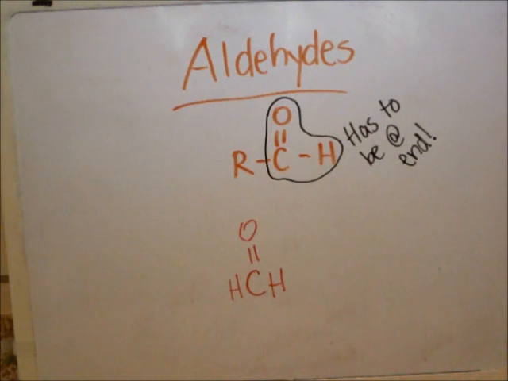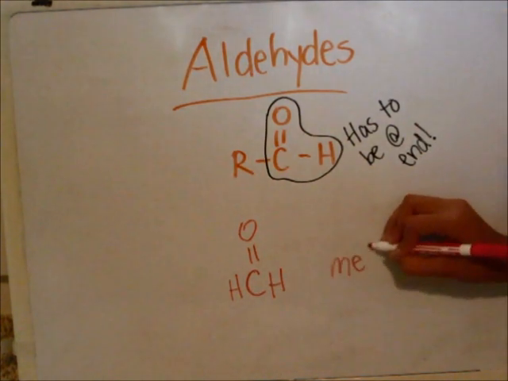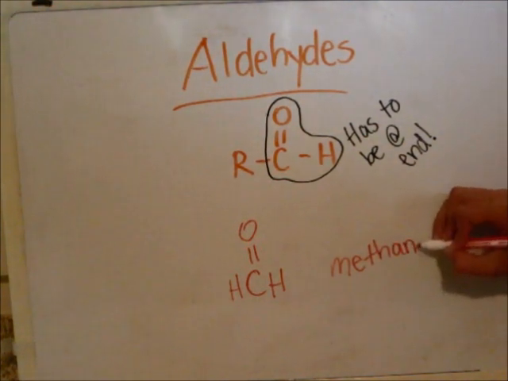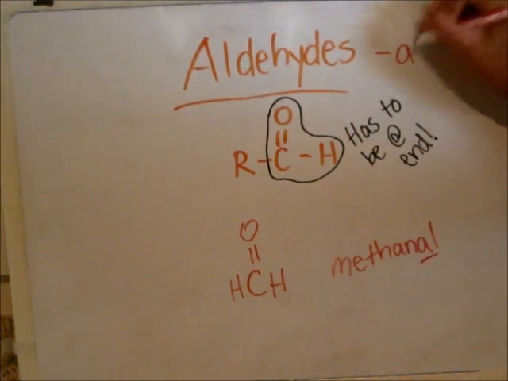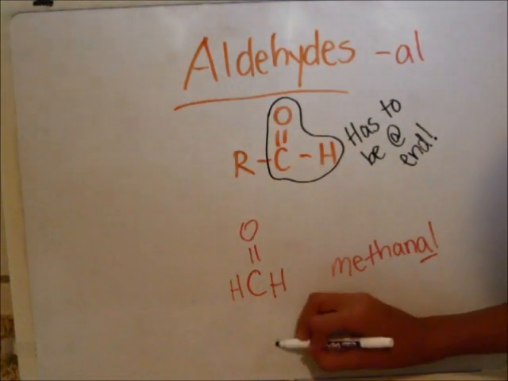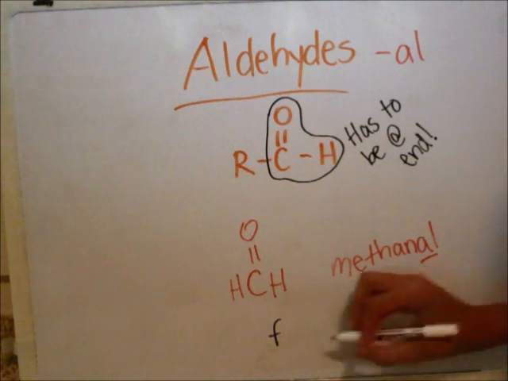Normally you would call it methanol with an AL. Notice not methanol, but methanal, because aldehydes have an AL ending. But it's actually formaldehyde, which is common in Brazilian blowout. It makes your hair fall out, terrible.